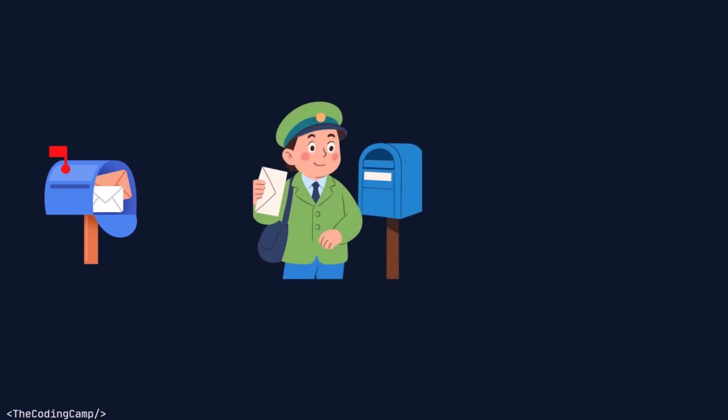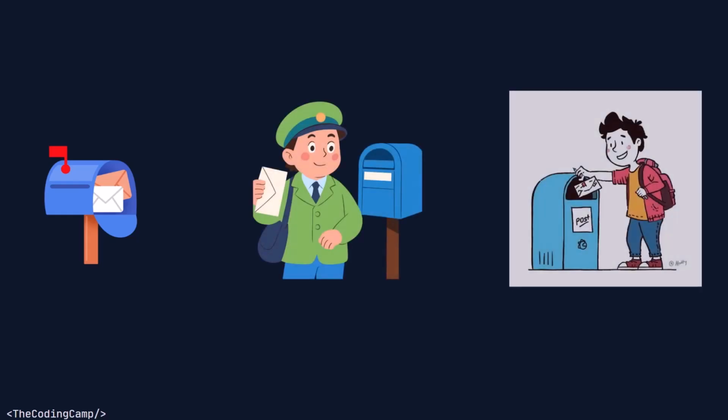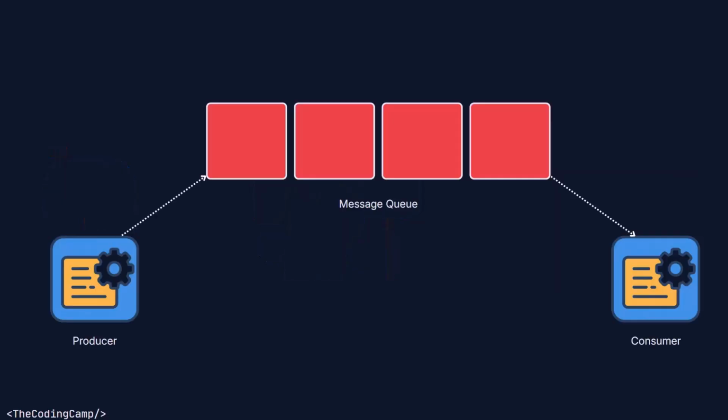You drop a letter into the mailbox. The postal worker collects it later. The receiver reads it later. You do not need both sender and receiver active at the same time. That is exactly what asynchronous systems need. This is simply how a message queue works.